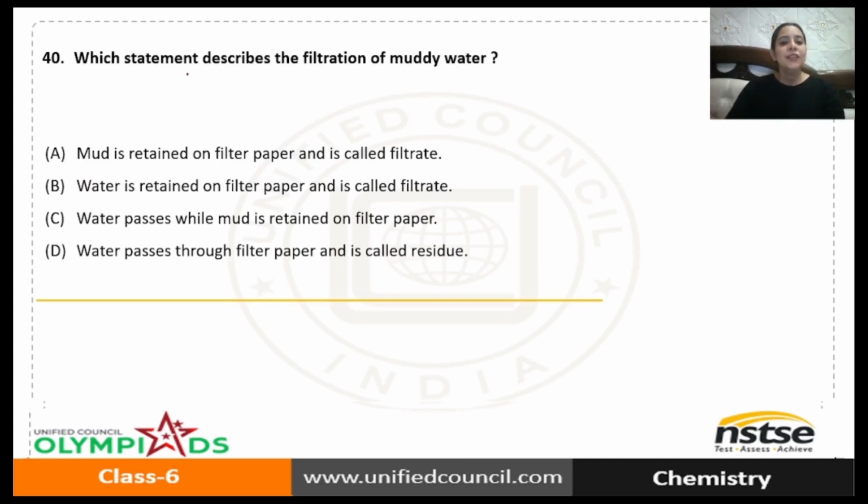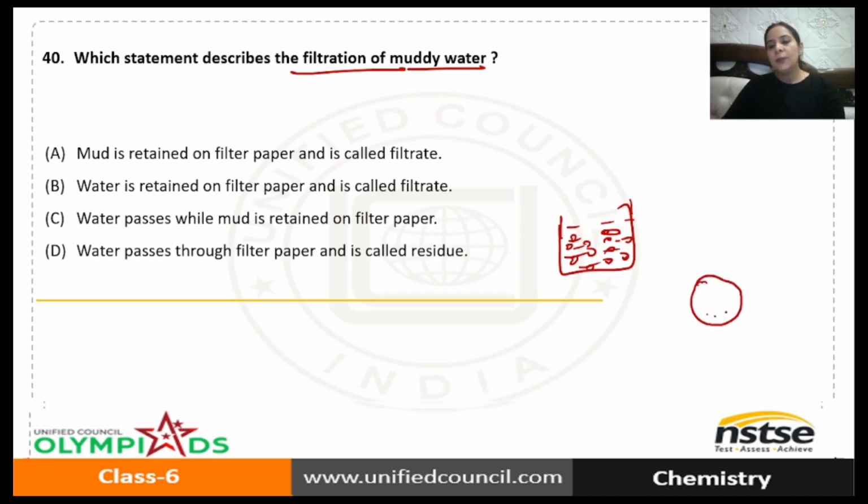Next question. Which statement describes the filtration of muddy water? Muddy water means water which has mud in it. So filtration, we are filtering it. Filtration means you have a muddy water mixture and you are using a filter paper. I hope you all know, filter paper is the one which has very minute pores in it. So when you use it, you make it cone shaped. You fix it in a funnel like this, and we can also place a beaker under it.